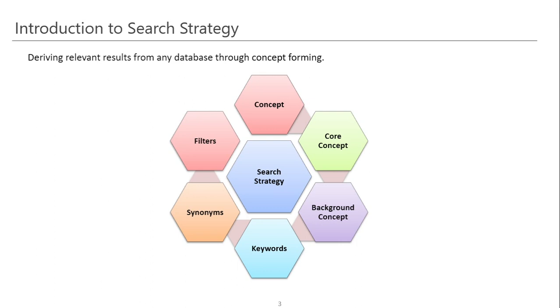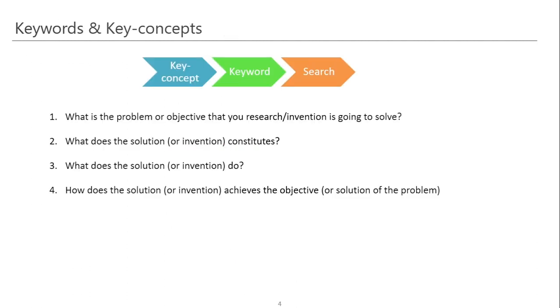Then we have to form an effective variety of keywords: how this invention is represented in these textual databases. Then we have to build the synonyms for these keywords. Then we have to use those filters which are available for these databases. All in all, these building blocks will form a good search strategy.